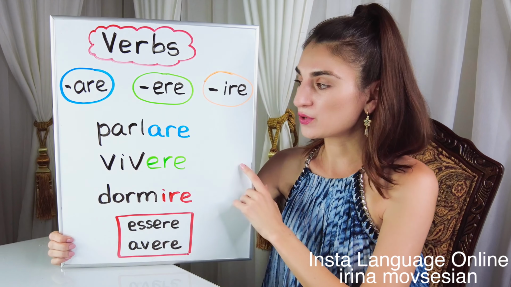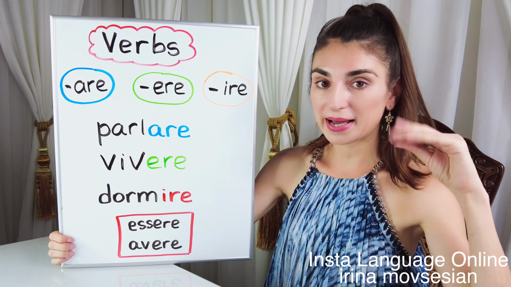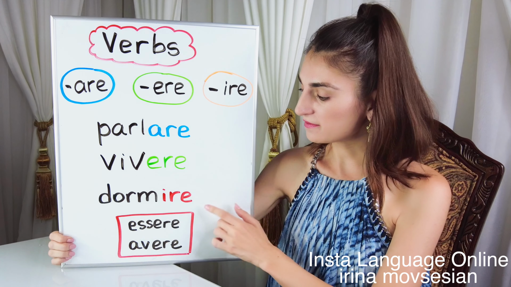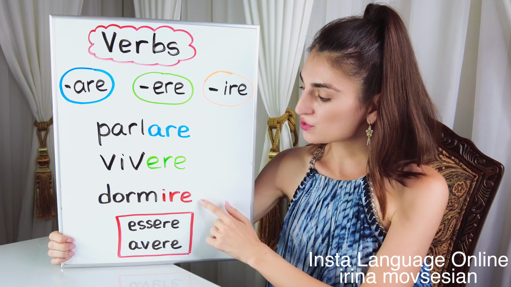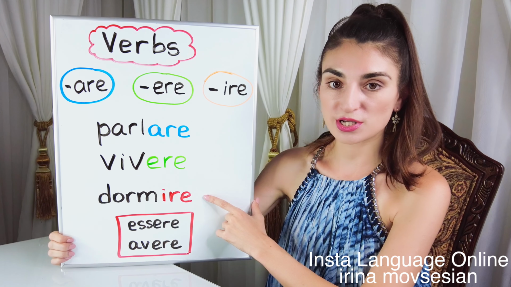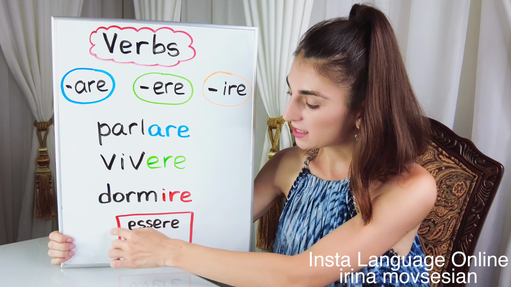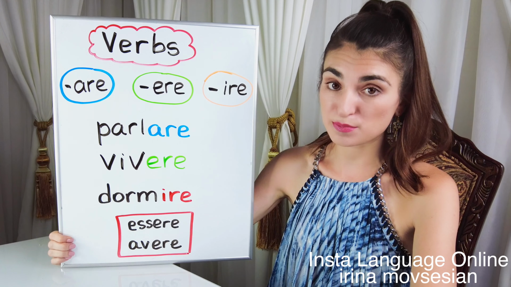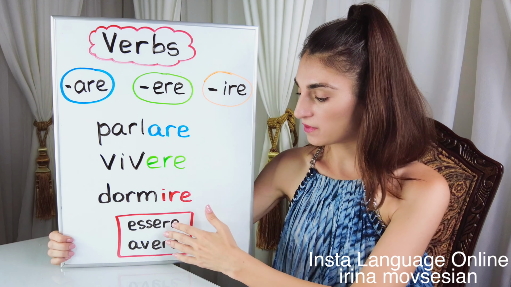And I wrote for you three different verbs as an example. For example, parlare, to speak. Vivere means to live. And dormire means to sleep. And I showed to you that we have the first conjugation, the second conjugation, and the third conjugation. That means we will have certain rules for each type. But in this little box, I showed to you that in the Italian language, we also have exceptions. And that means that we have to learn each form separately for these verbs.